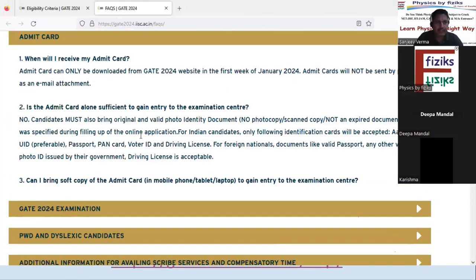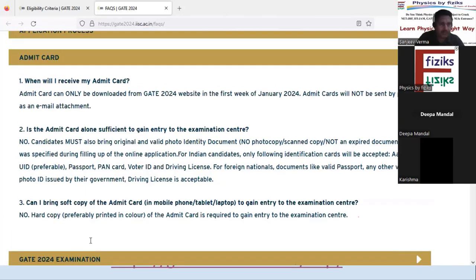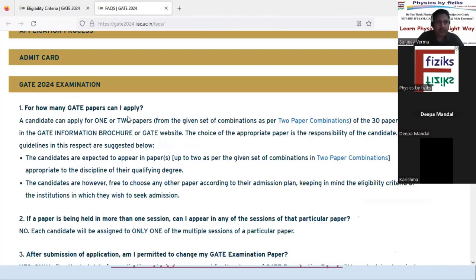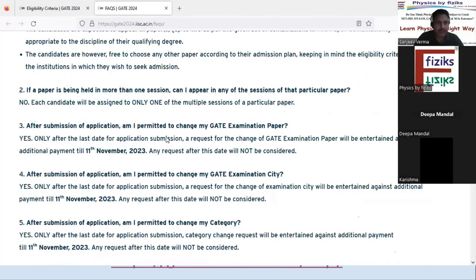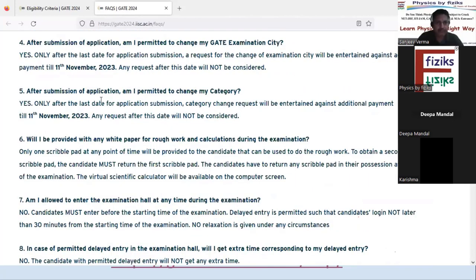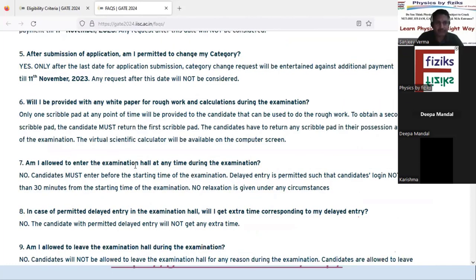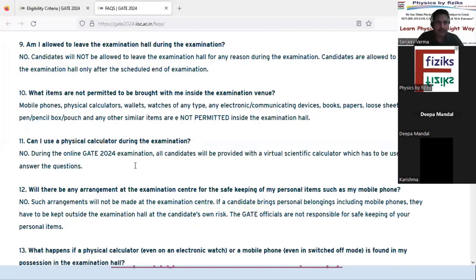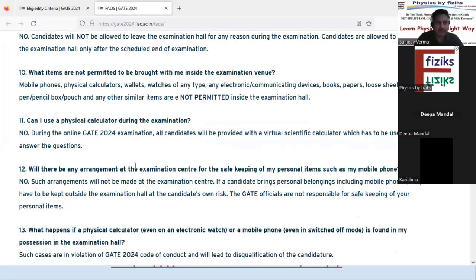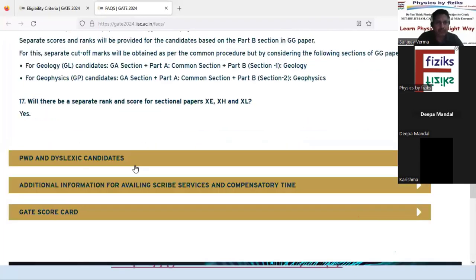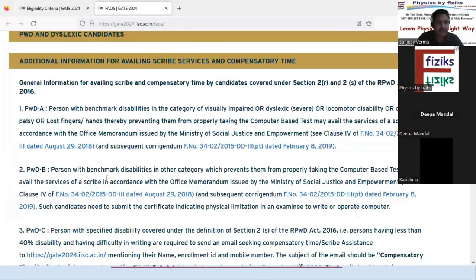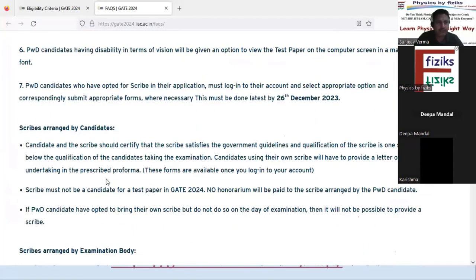Admit card related problems, you can read them. For how many GATE papers? Maximum 2. Then another interesting question: can you change your category? Yes, you are allowed, but for that you have to pay some fee. Mobile phones are not allowed inside the exam. Additional information, you can go through all these questions.